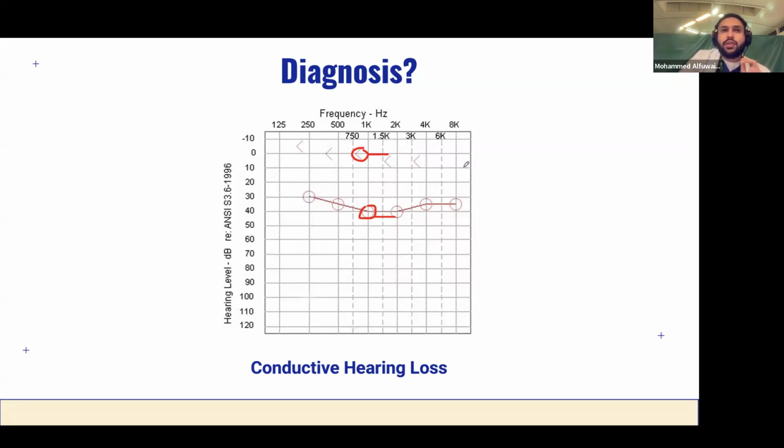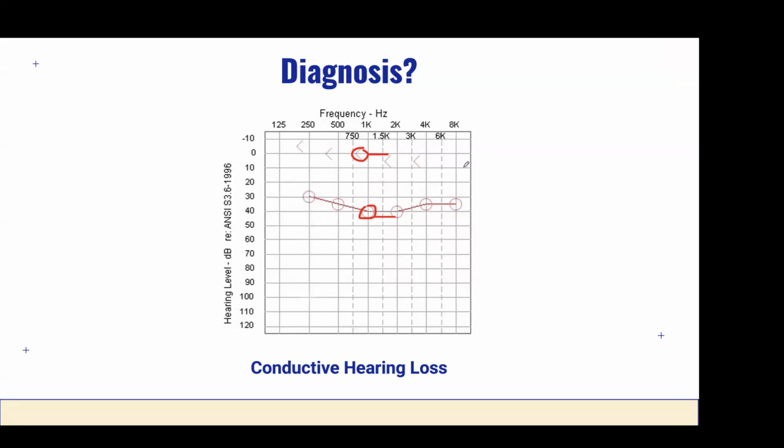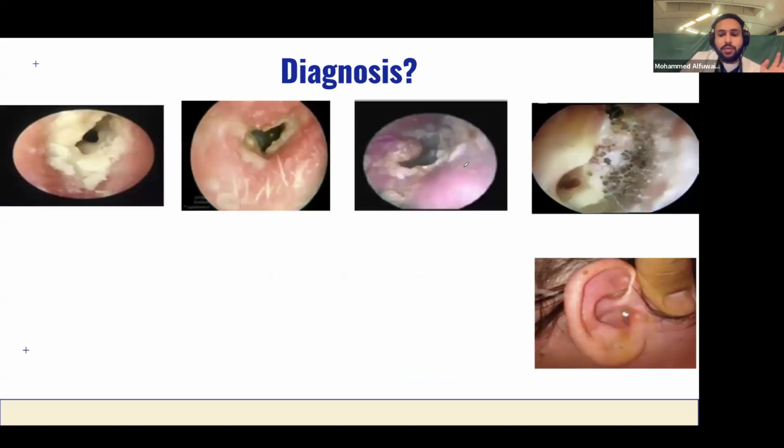Now, what is the most common cause of conductive hearing loss in adults? We all have it. Wax. Good. Wax impaction. In children, it's otitis media. Now, you have this patient who comes to you with severe ear pain, abnormal discharge, and you take further history, they tell you, oh, we were swimming.